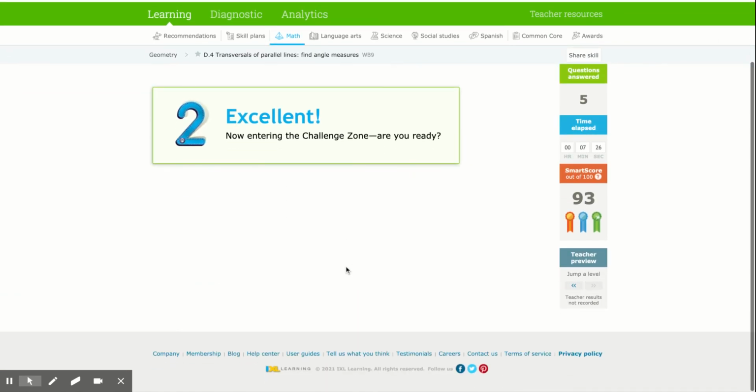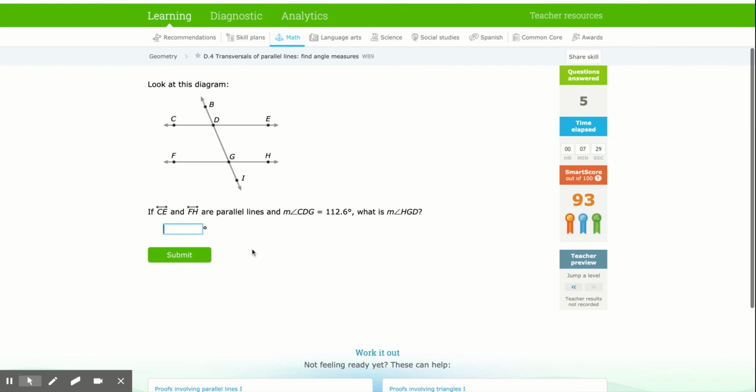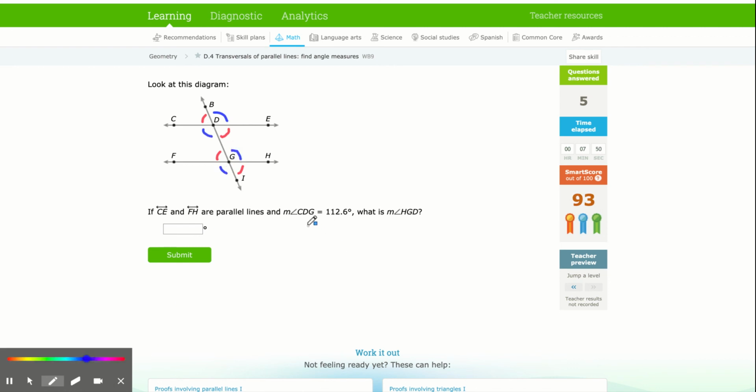The only thing is it looks like the transversal is getting closer and closer to being vertical. But again, I have this smaller red angle, which is congruent to this one, which is congruent to this one, which is congruent to this one. I just walk down. And then I have my blue angles. I have this larger angle, which is congruent to this one, which is congruent to this one, which is congruent to this one. Let's see which one they give me. They give me CDG. CDG, that's this blue angle here. That's going to be 112.6. And then they want HGD. HGD happens to be another blue angle, so another 112.6.